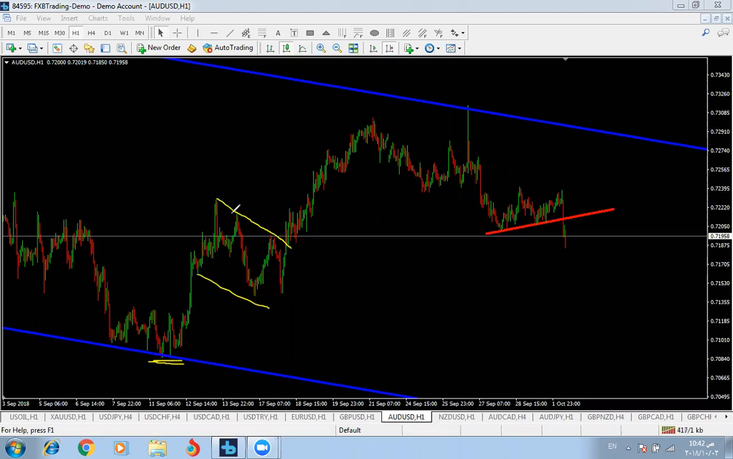Once I have shown this correction, this is a very ideal corrective structure. As we see, this is a flag, or as we call it in the theory, an expanded flat. Anyhow, once we have a break up from this area, I entered my long position, confirmed by a flag.